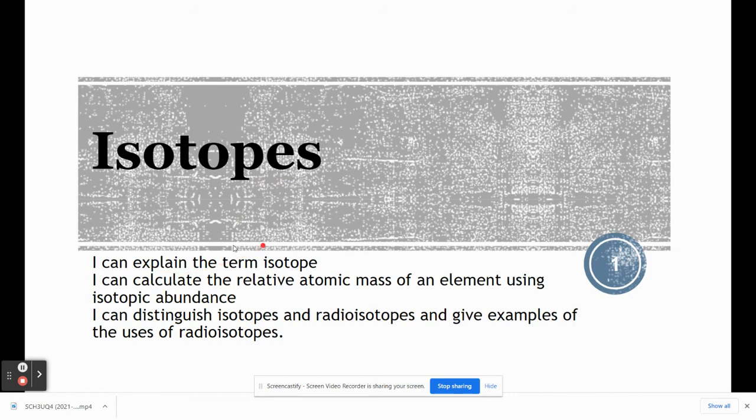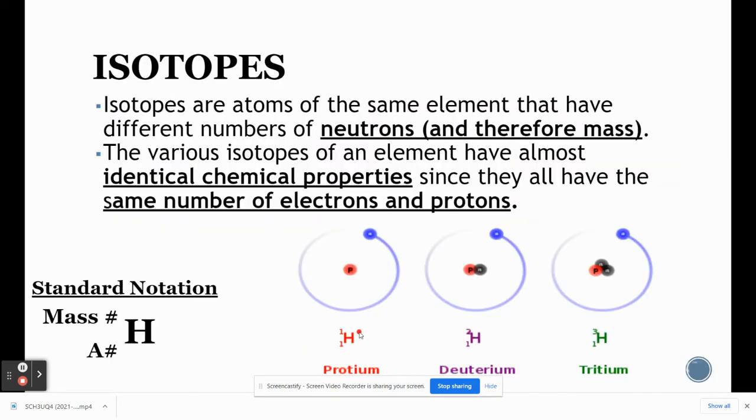So here are our learning goals. We'll have to be able to define what an isotope is, calculate relative atomic masses of an element using something called isotopic abundance, and then distinguish between isotopes and radioisotopes, and also give examples of radioisotopes as well. So we're going to start off by going through this presentation and then going to the handout and filling in some blanks together and doing some practice problems.